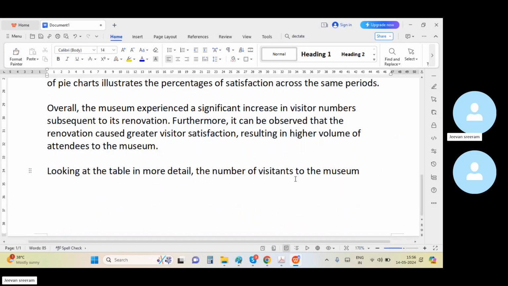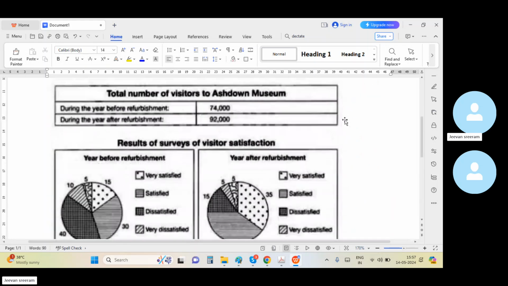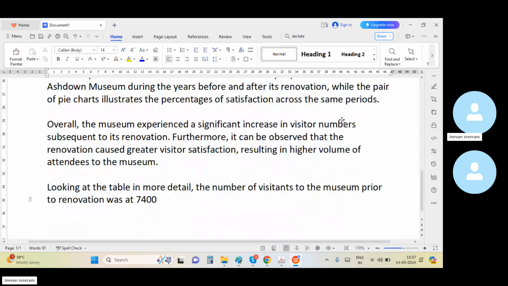Suppose the number of visitants to the museum before renovation, or you can just mention prior to renovation, was at 74,000. This figure rose to 92,000.